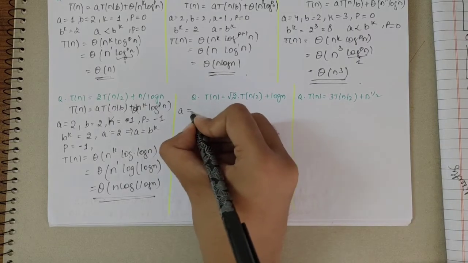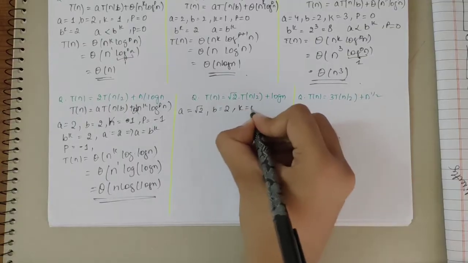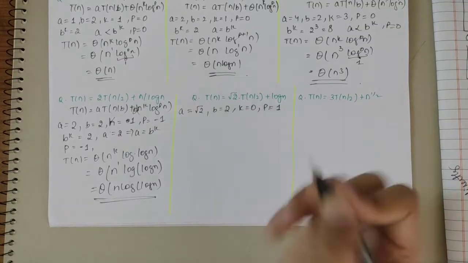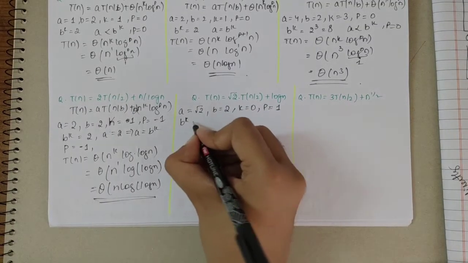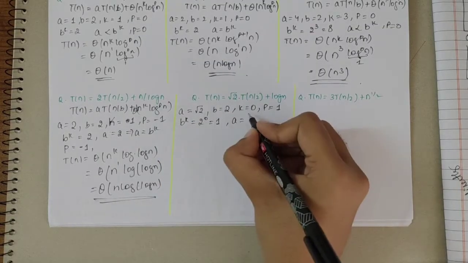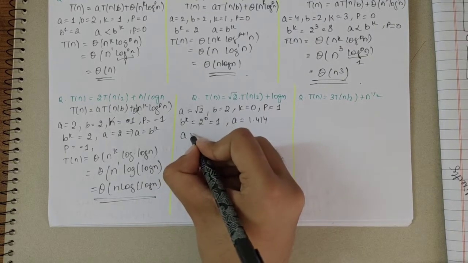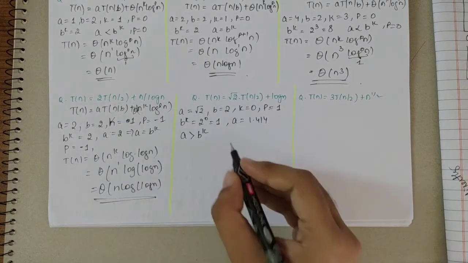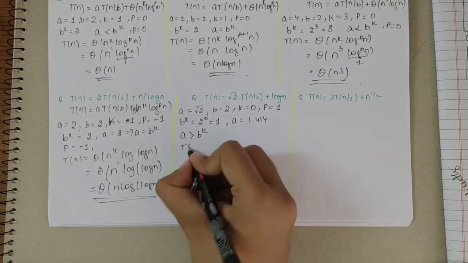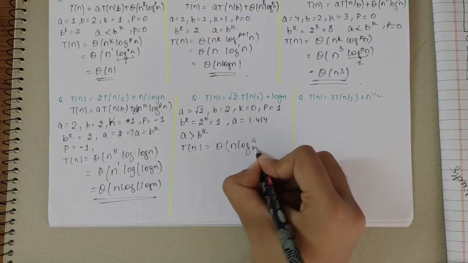So I can get a value as root 2, b value as 2, k value as 0, and p value as 1. So if I write b^k, I get 2^0, that is 1, and a value is root 2, that is 1.414. So if I compare, I can write a is greater than b^k. So if a is greater than b^k, the first condition, T(n) is equal to theta of n^(log a base b).